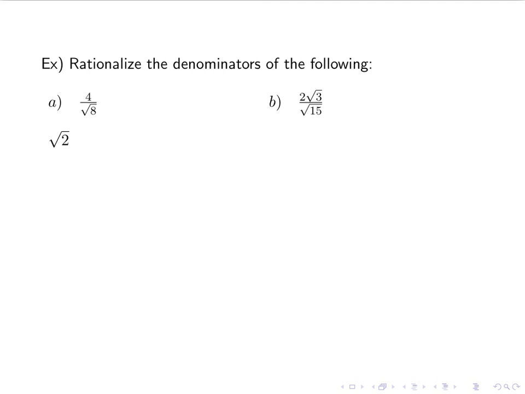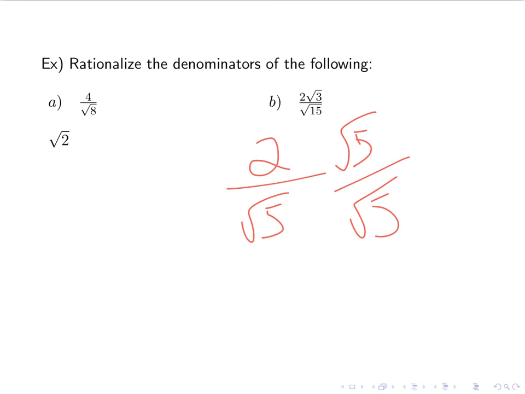For the next one, 2 root 3 over root 15. Again, I want to simplify everything that I can first of all. So I'm going to look at root 3 over root 15 and say that they both have a 3 in common. So I'm going to cancel, and I'm going to be left with 2 over root 5. And then I'm going to rationalize it. My denominator, again, becomes a 5, and my numerator is 2 root 5.